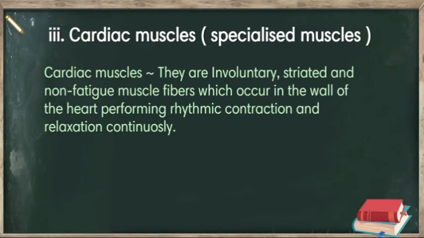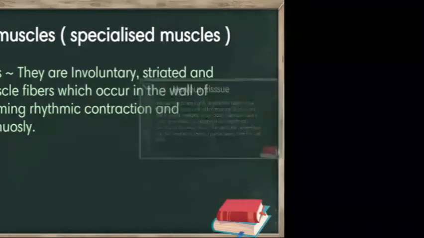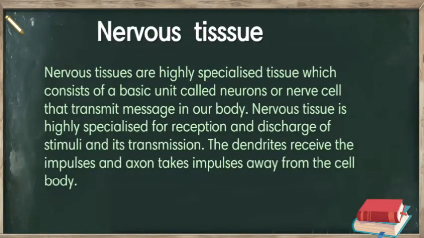Moving to the nervous tissue, it is a highly specialized tissue which consists of a basic unit called neurons or nerve cells that transmit messages in our body. Nervous tissue is highly specialized for reception and discharge of stimuli and its transmission. The dendrites receive the impulse and the axon takes impulse away from the cell body.